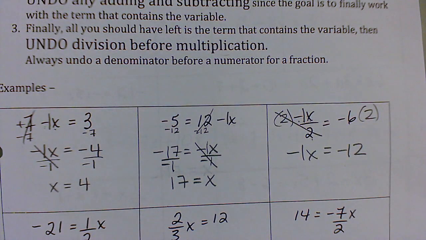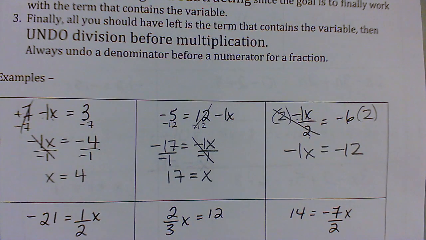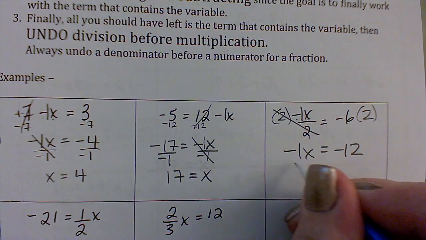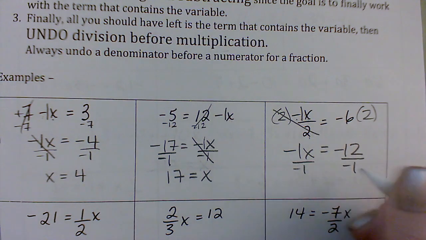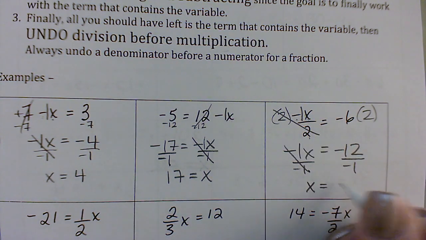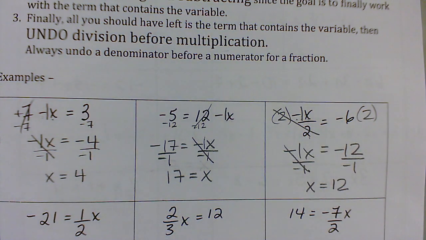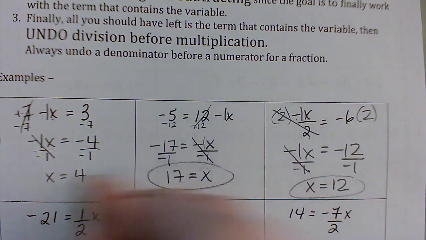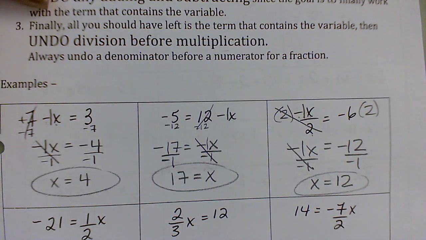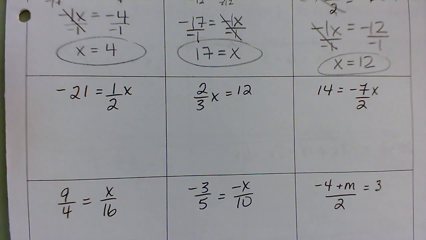How do I get x by itself? What am I going to do with that -1? Divide. X is equal to +12. Oh, circle my answers. Okay, let's keep going.